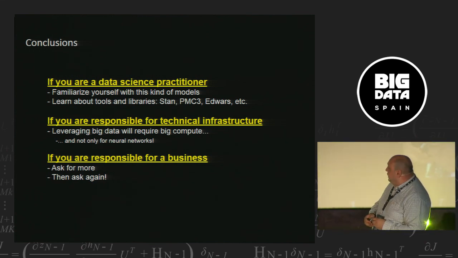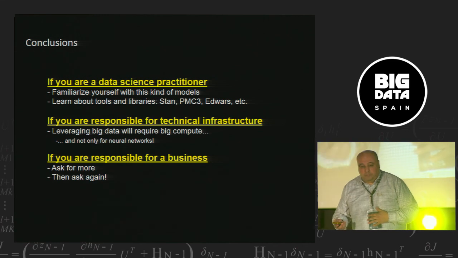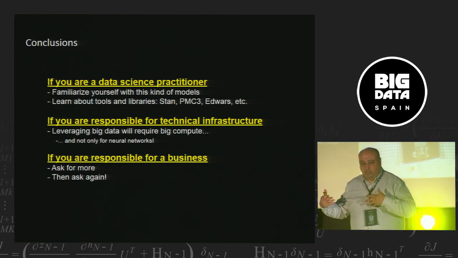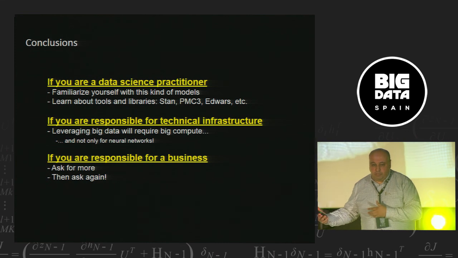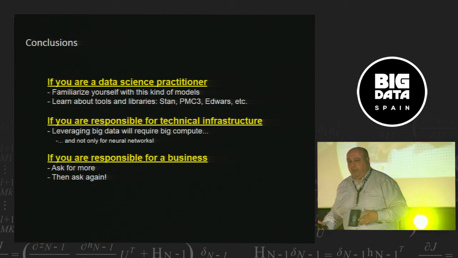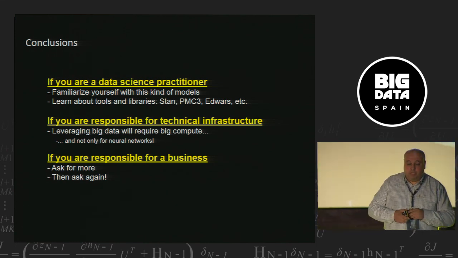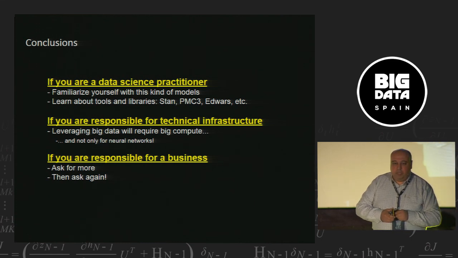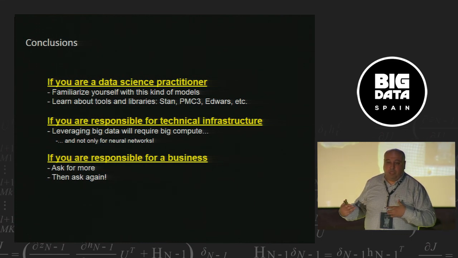If you're responsible for technical infrastructure, understand that your big compute needs are not only going to come from your neural networks, you're also going to have other types of models that are going to need big compute. We're going to need clusters, we're going to need Sparks, we're going to need distributed computing architectures to run these kinds of models.